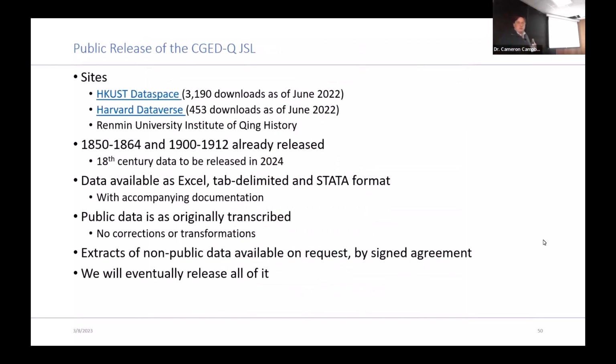So actually, yeah, we can wrap up with some information about the public release. For the CMGPD, that's all up at ICPSR. You can just search CMGPD ICPSR. Some of you may have downloaded it. You could download it right now if you want. And then the CGD, that's up at both HKUST and the Harvard Dataverse. We made the 1850 to 1864 and 1900 and 1912 data available for download.